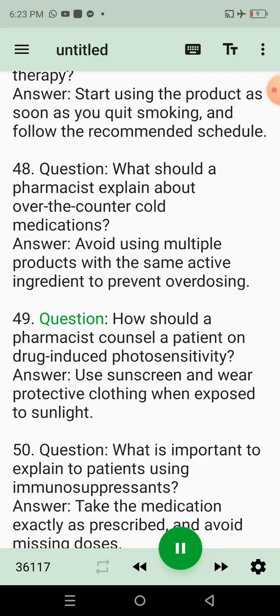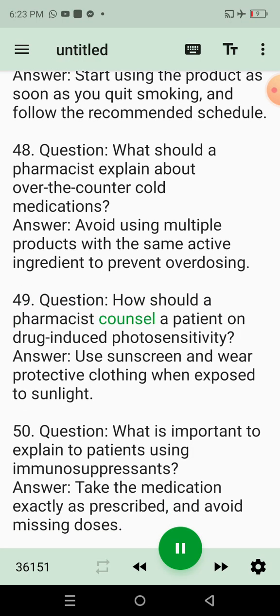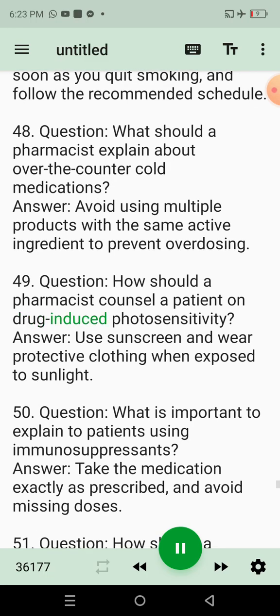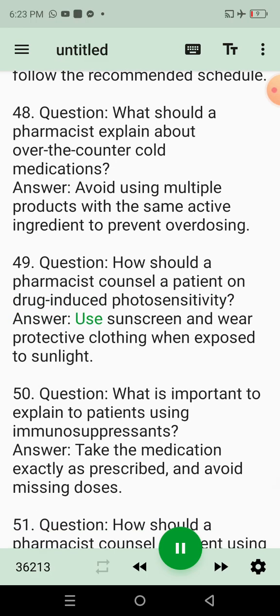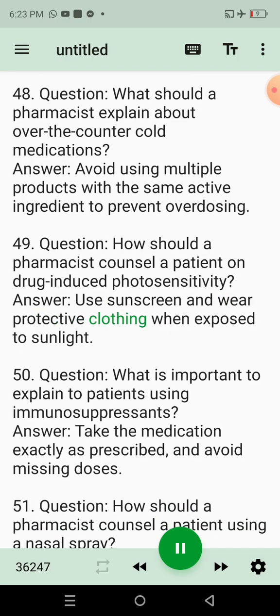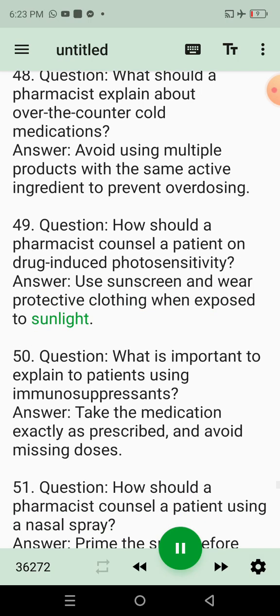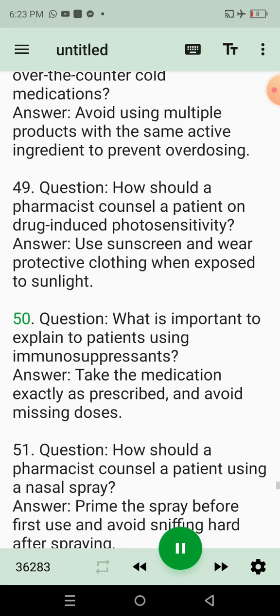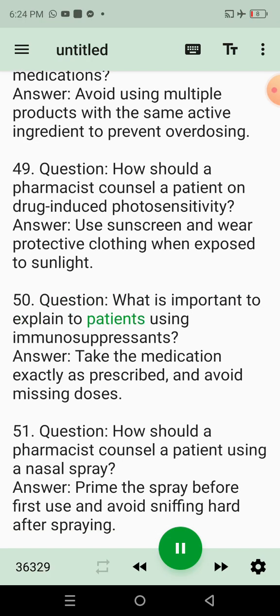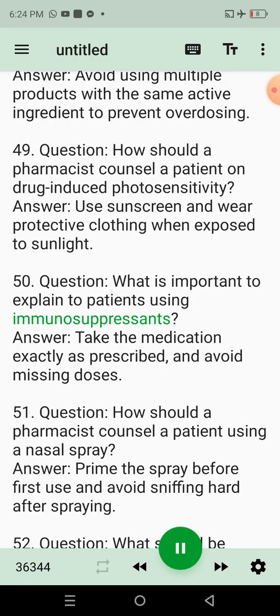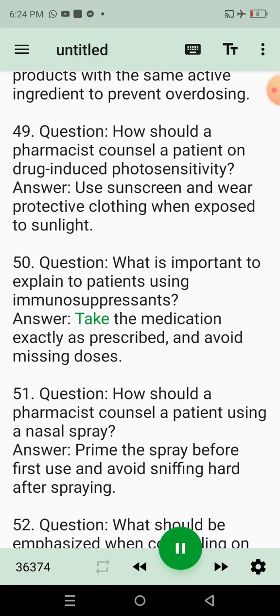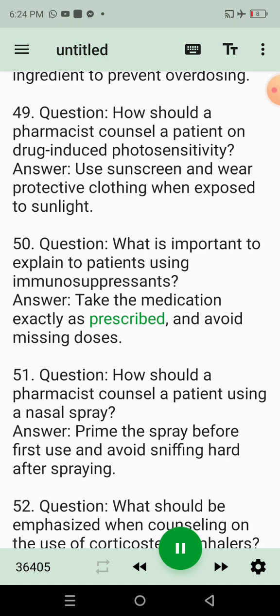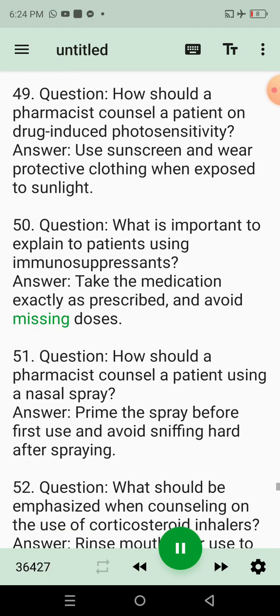49. Question: how should a pharmacist counsel a patient on drug-induced photosensitivity? Answer: use sunscreen and wear protective clothing when exposed to sunlight. 50. Question: what is important to explain to patients using immunosuppressants? Answer: take the medication exactly as prescribed, and avoid missing doses.